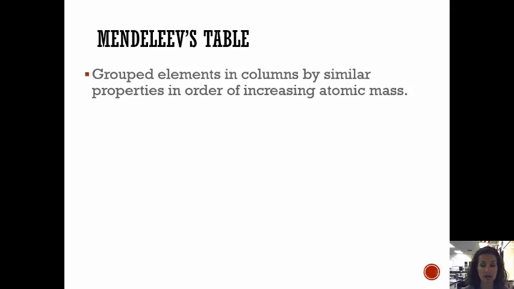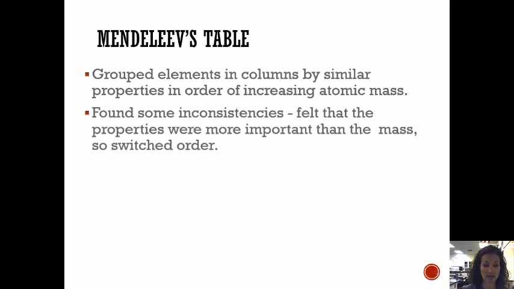There had been other periodic tables assembled, but his made a lot of sense, and we still use a variation of it today. He put these elements, according to the repeating properties, in groups which went down. These groups had similar properties, and as you went down the group, the elements increased in atomic mass. He found some inconsistencies, though. The problem was he felt there were properties more important than mass, so he ended up switching the order and grouping them by atomic number instead.